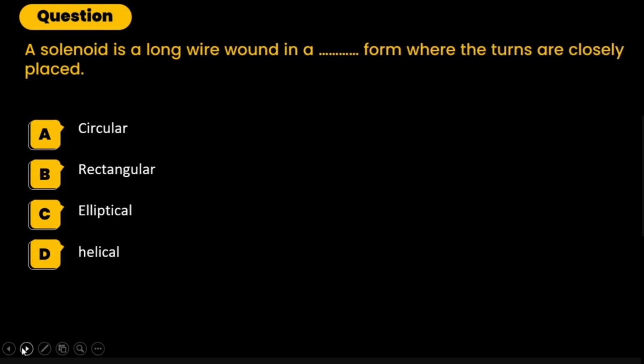One more question. A solenoid is a long wire wound in a dash form where the turns are closely placed. So, in which form do you actually observe that wire? Helical. Yes, correct. Also, if it is circular, it should not be a solenoid. If it is rectangular, again, it should not be a solenoid. If it is elliptical, it should not be a solenoid.